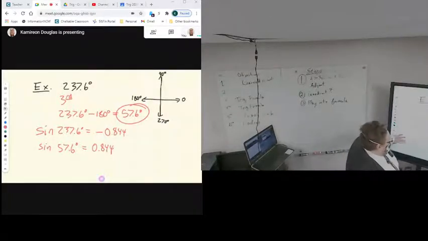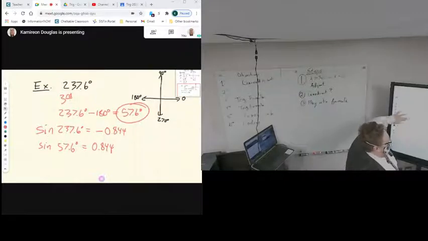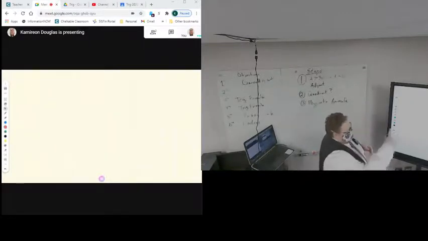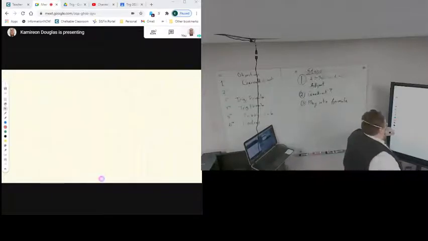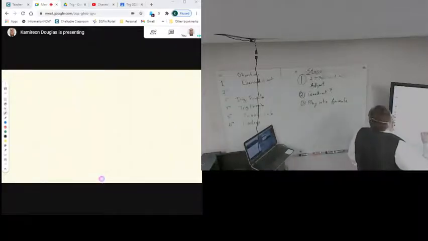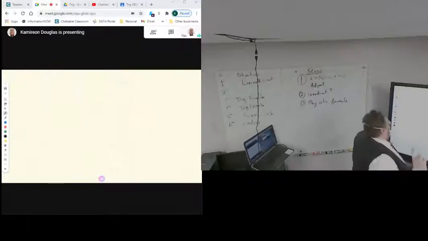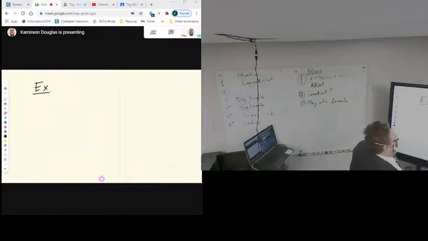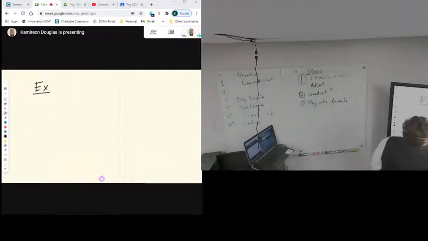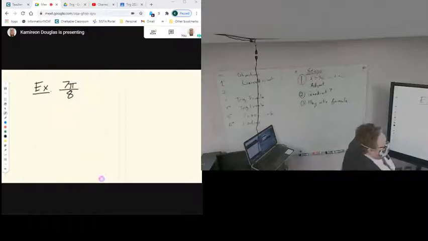Let's do another one. We'll do 1 radian in the unit circle, and we're going to start going around. Like I said, these are just suggested steps. They work pretty well. Not required though. Examples. Alright, radians in the unit circle. Let's see. I want to do 7 pi over 8. Bang on the unit circle.